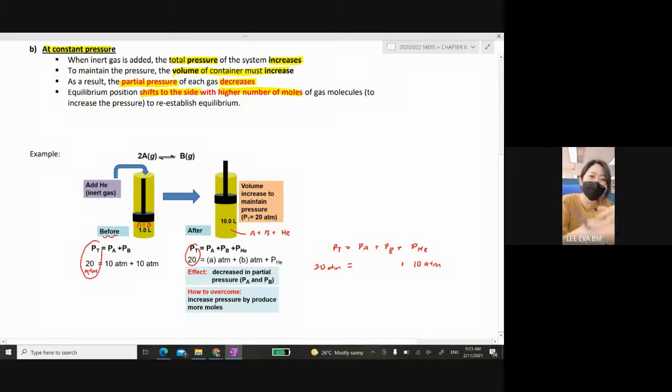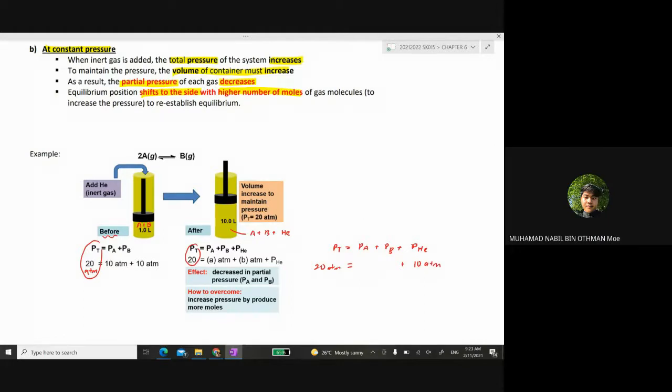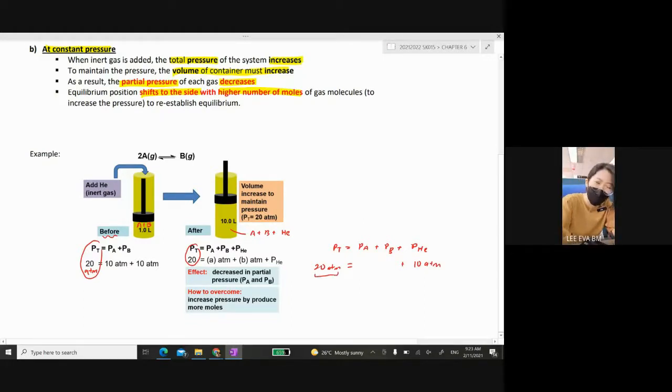What happens to partial pressure of gas A and gas B? What is the value? You can try to guess. 5 and 5. Originally 10 and 10, now 5 and 5. Decreases, right? Sebab dekat sini kalau tengok total 20, helium sudah 10 atm. So anyhow, you have to decrease the partial pressure untuk keluarkan satu ruangan untuk addition inert gas. So now, your partial pressure A and partial pressure B decrease.